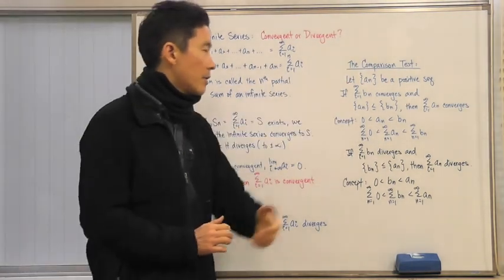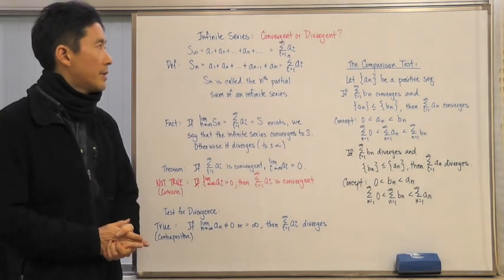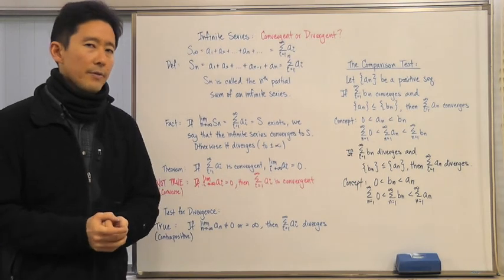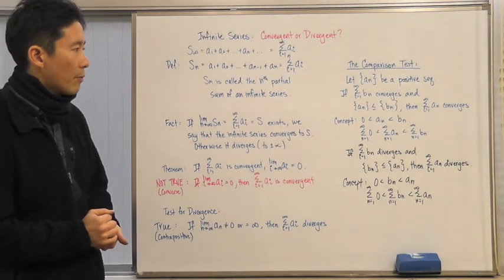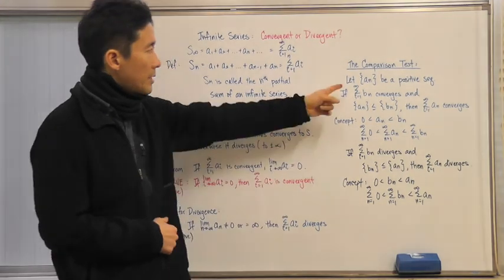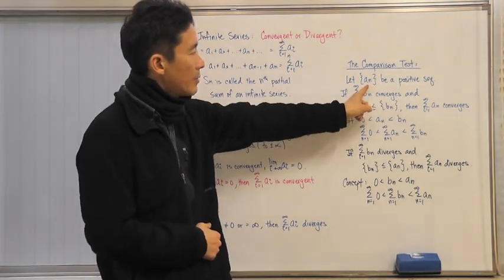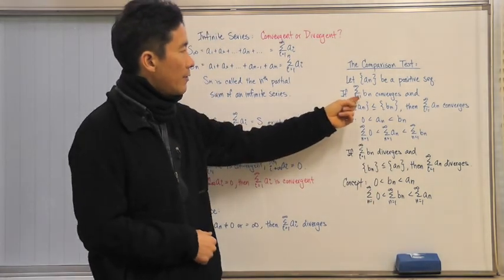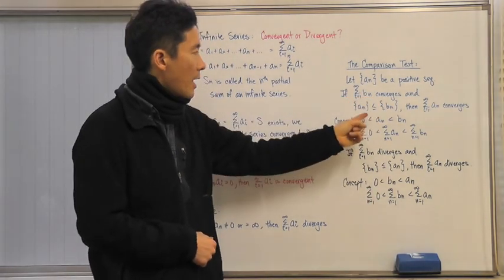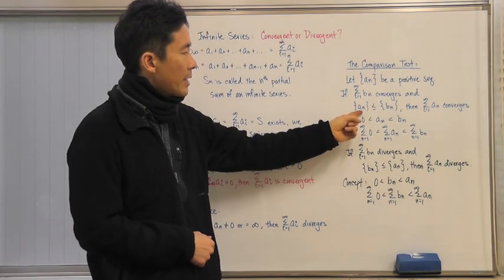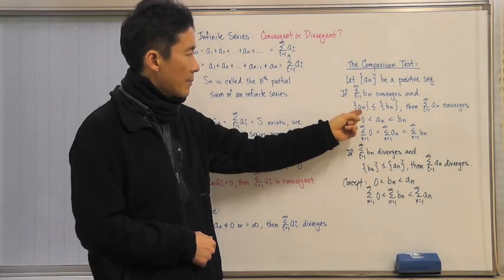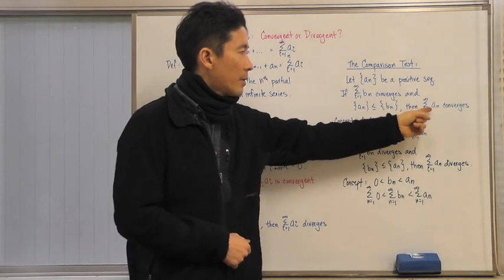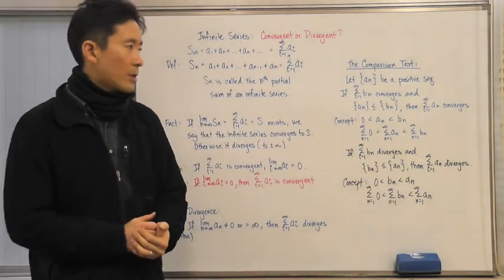The other tool we can use to determine whether an infinite series converges or diverges is the comparison test, which we've already experienced before, just in a different form. Let a sub n be a positive sequence. If the infinite series b sub n converges, and we know that all of the values of the sequence a sub n are less than or equal to the values of the sequence b sub n, then we know that the infinite series a sub n will converge.